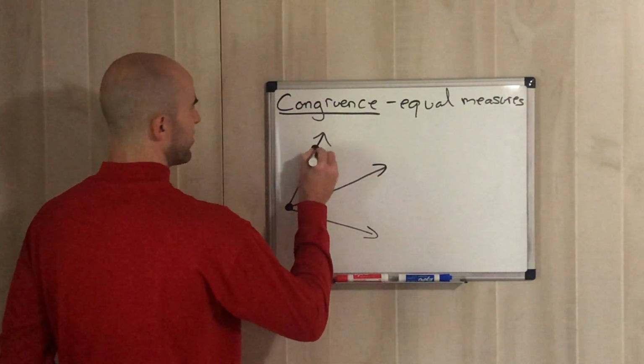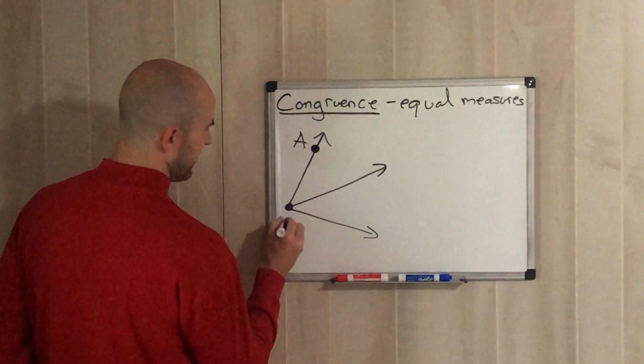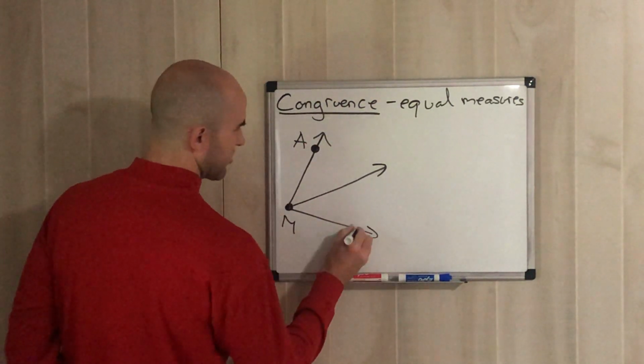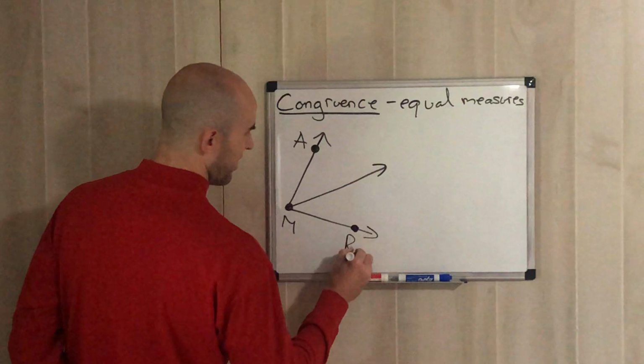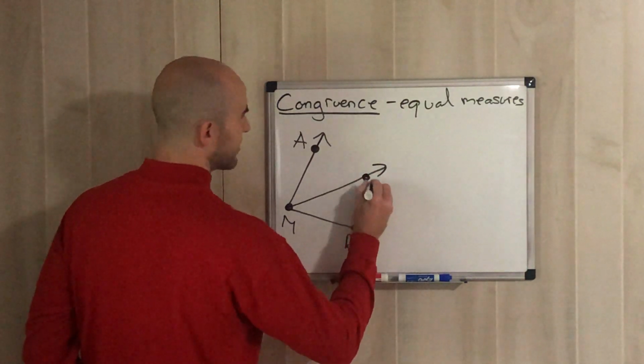Where we have these points over here. Let's call that point A. Let's call this point M. Let's call this point R. Let's call this point X, right?